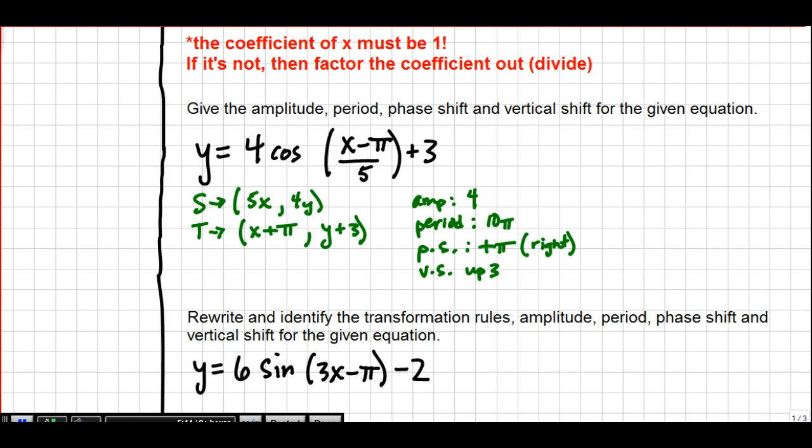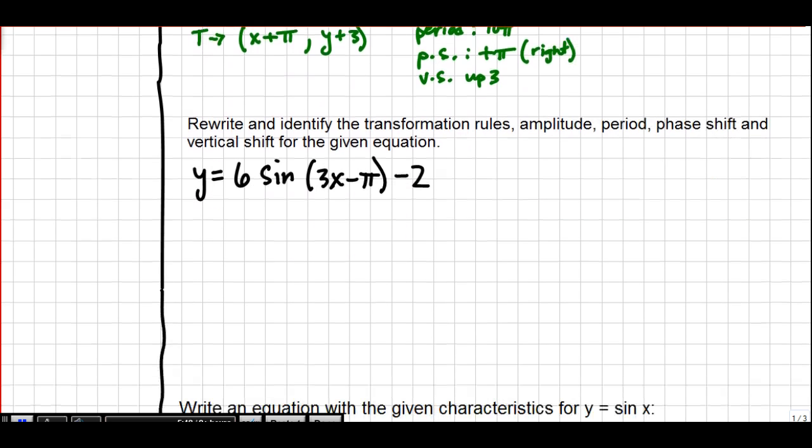So far so good on the graph standardization theorem. Let's try a few more here. Rewrite and identify the transformation rules, amplitude, period, phase shift, and vertical shift for the given equation. This is one of the ones where I want to show you what happens when the coefficient on the x is not a 1. So hopefully you guys noticed that right here. This 3 should be or needs to be a 1. So we're going to have to do a little bit of math before we can start listing out our scale change and our translation rule.